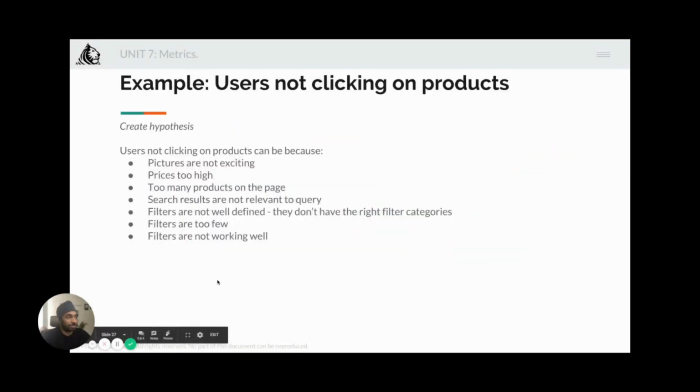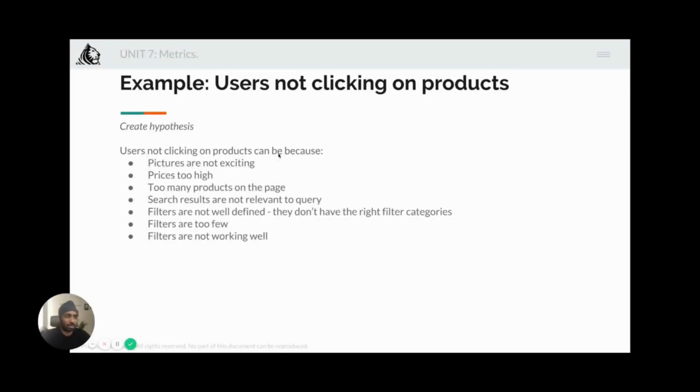So in our case, let me illustrate the entire metric search using one of the examples. So users are not clicking on products. Let's say you're a product manager for an e-commerce company, and the problem is users are not clicking on products, which is essentially identified by a heightened bounce rate, or people are searching for a certain product but they are not eventually clicking, right? So we need to create the hypothesis to begin with.